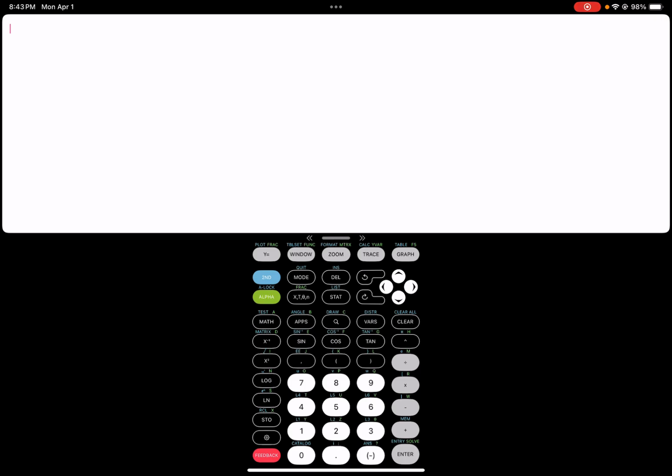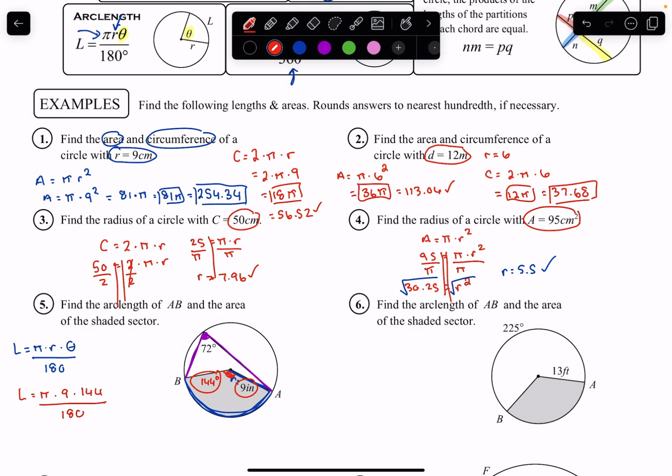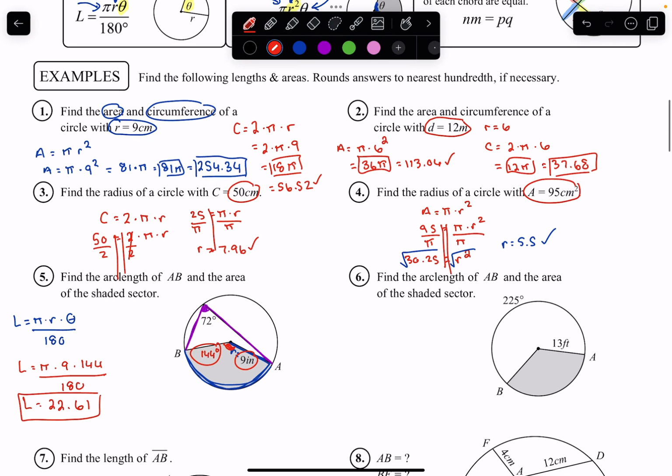So I'm going to make a fraction because I don't want to try to do parentheses. So pi 3.14 times the radius 9 times the angle 144. And then on the bottom, I'm going to divide by 180. Be careful putting this in the calculator that it looks the same as the formula. Hit enter and I get 22.608, which rounds to 22.61. L equals 22.61 is going to be my arc length.